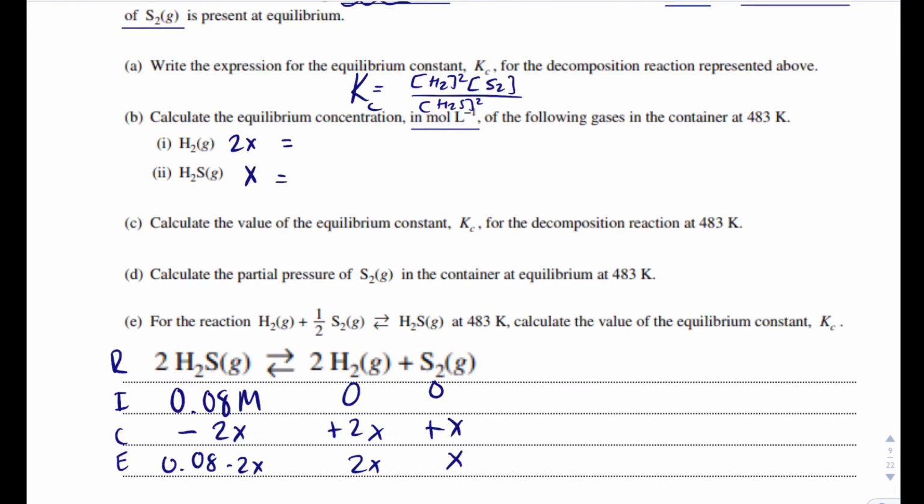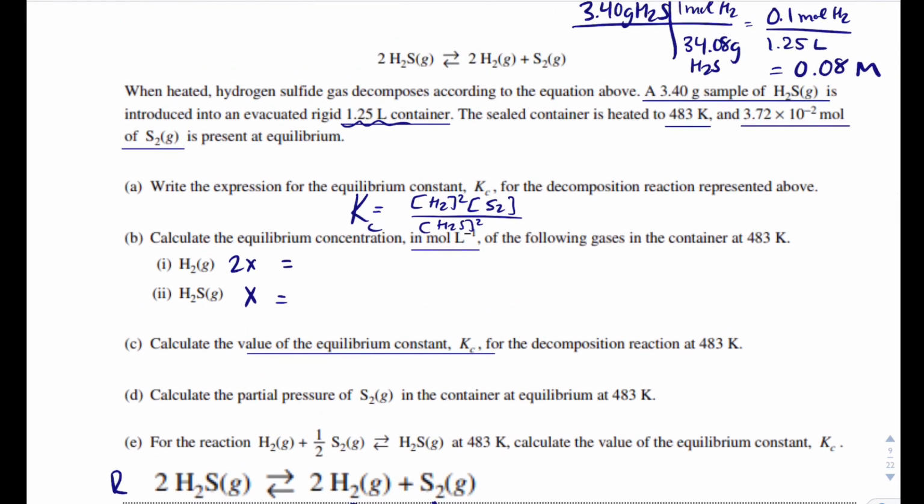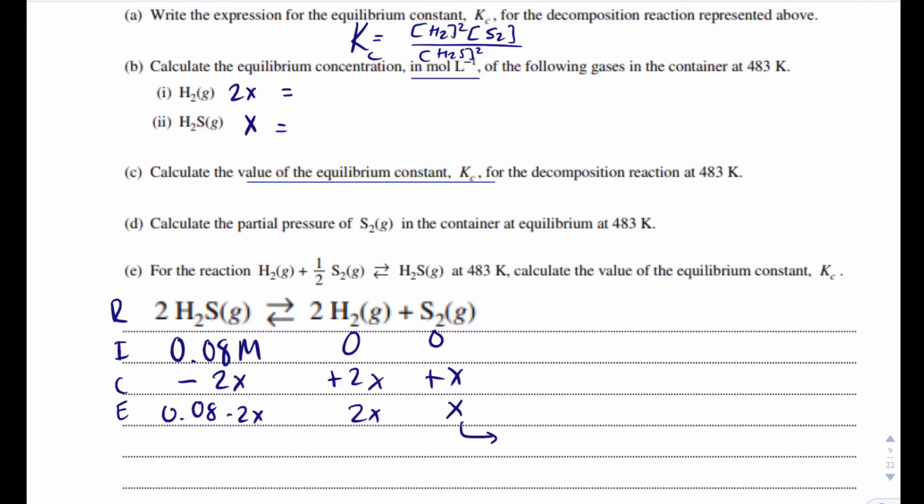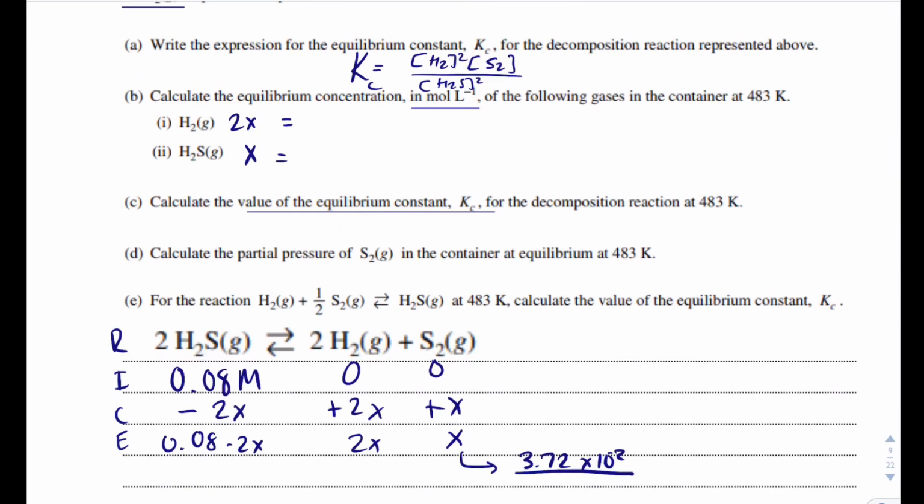Well, I need to figure out what x is. Okay, I don't have a K value. I know that because I didn't see one, and I've also read ahead and I see that we're going to solve for K. So there must be a clue as to what x is. Well, that clue is that at equilibrium, S2 is 3.72 times 10 to the minus 2. So x is not 3.72 times 10 to the minus 2. That's what a lot of people would say. We've got to divide it by the 1.25 liters.